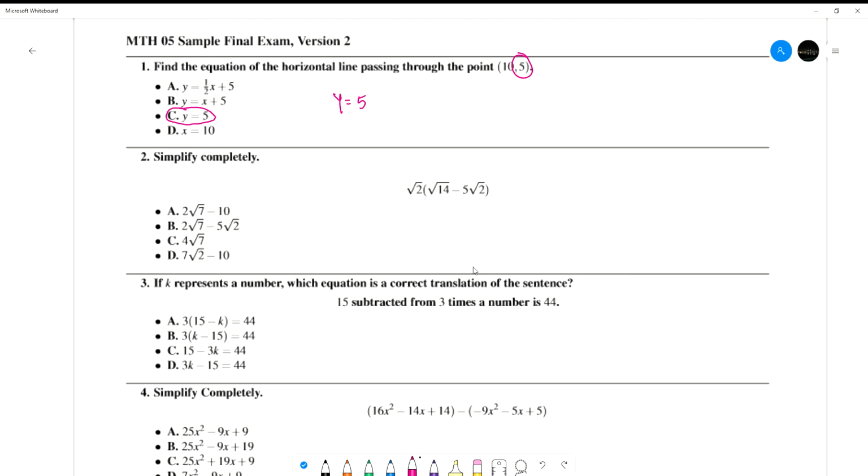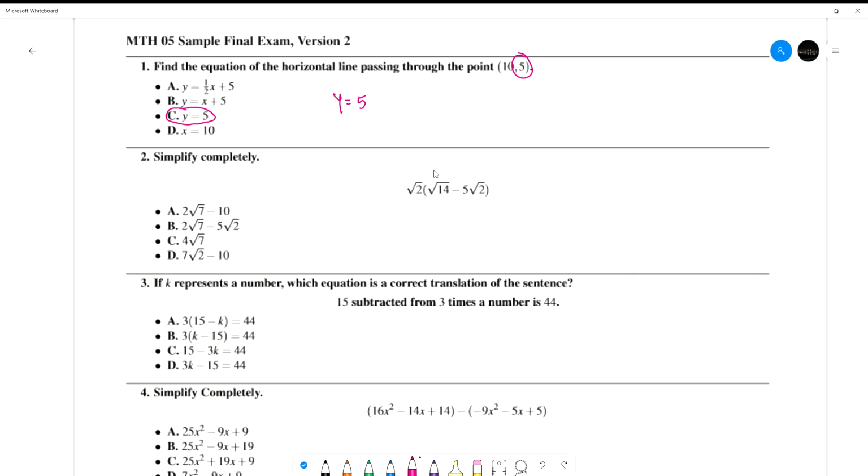Now for the second question, you can do it by hand, or you could probably type it into the calculator. That's up to you. I'll let you decide. But if you're going up to Math 6, you definitely need to do it by hand. Or you have to know how to do it by hand for sure. So I'm going to do it by hand here.